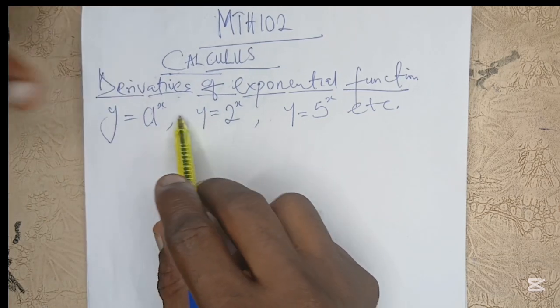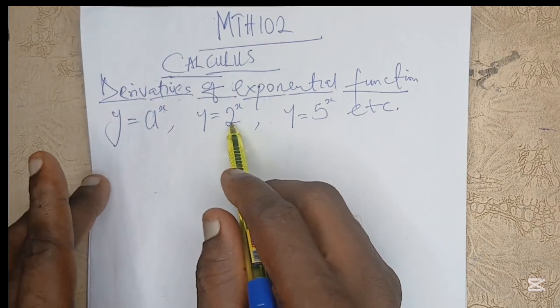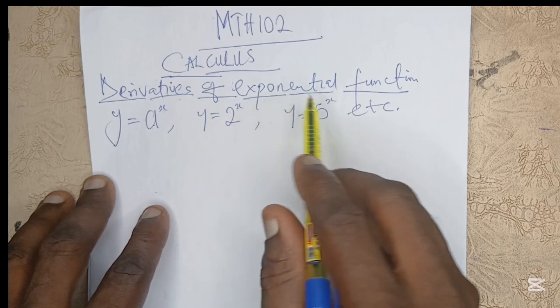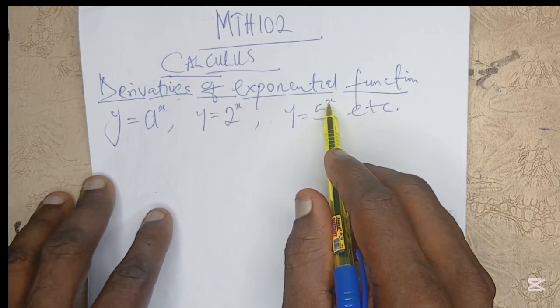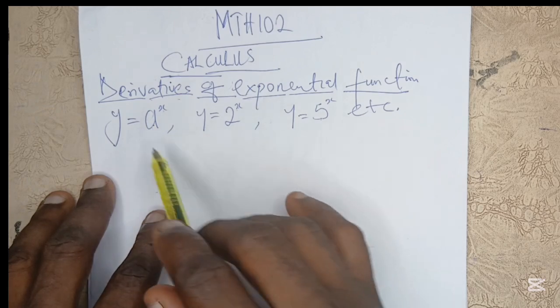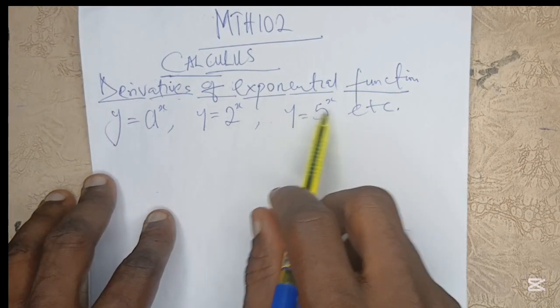Okay? a is a constant, which is the base. The same thing here, 2 is the base, and is a constant, but the power has a function which is x, a variable. Same here, 5 raised to power x. So if you have a function whose base is constant and the power is a function, you know that it is an exponential function.